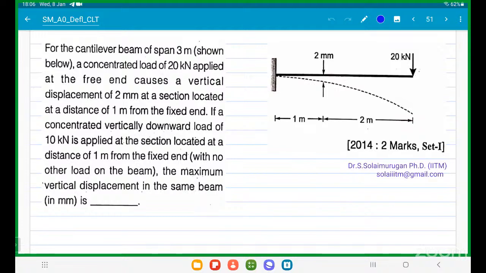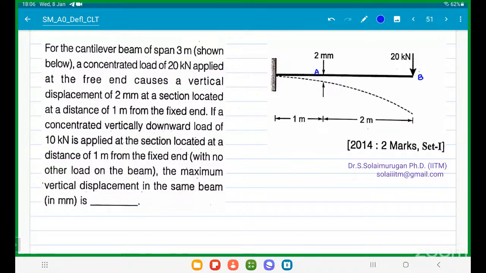So they have given a very big story. What is the essence of that story? Length of the beam is 3 meters, sir. Point A is located at 1 meter from the fixed end. Point B is located at 3 meter, the free end. When I am applying 20 kilonewton at B, what is the deflection at A? Read the sentence and tell me. How much? 2 mm, sir.